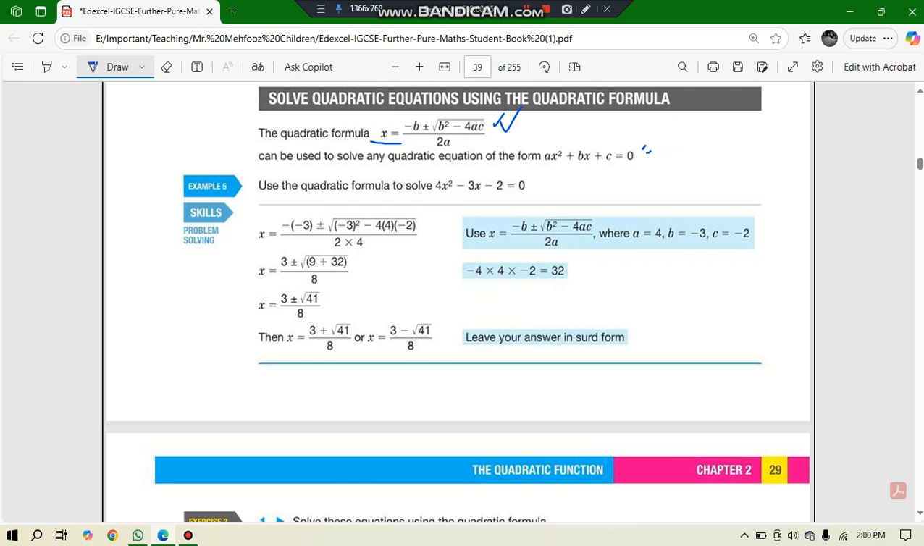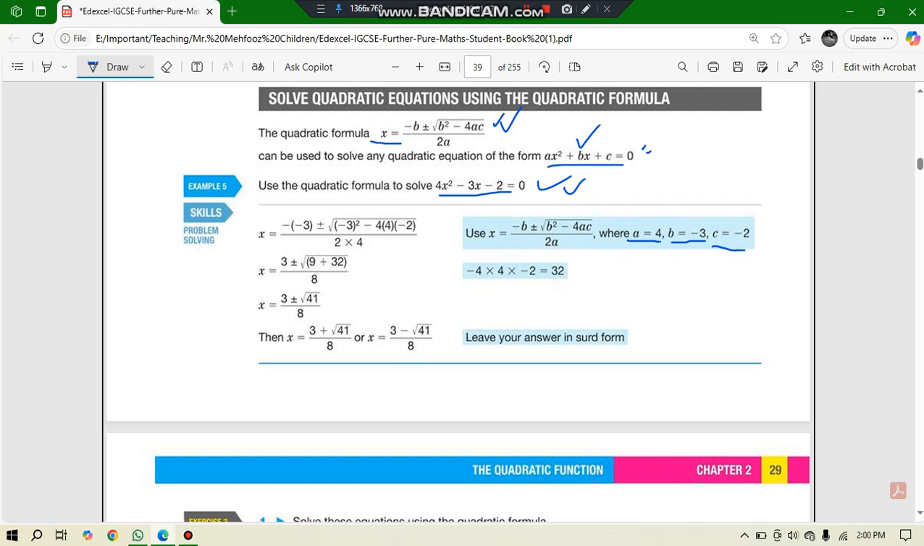So here is the next example, that is example 5. In this example, use the quadratic formula to solve 4x square minus 3x minus 2 is equal to 0. First of all you have to find the values of a, b and c by comparing the given quadratic equation with the standard quadratic equation. So it means that a will be equal to 4, b will be equal to minus 3 and c will be equal to minus 2.